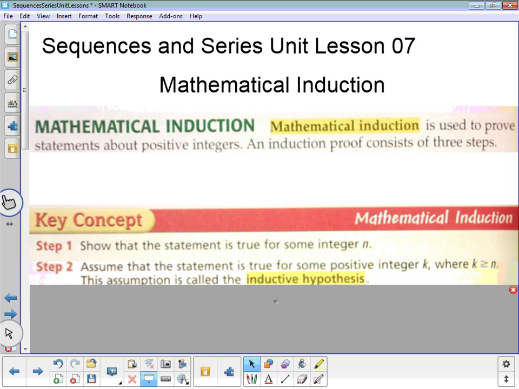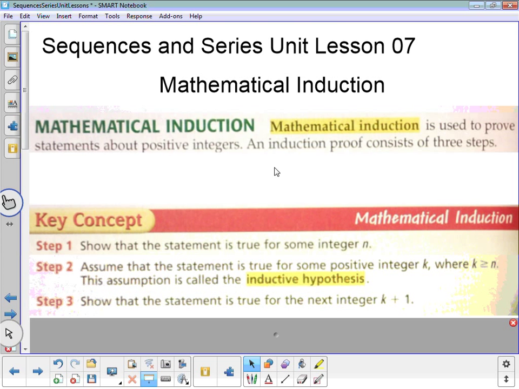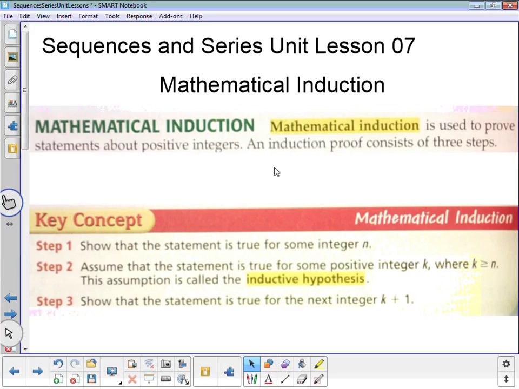The second step is the easiest of all 3 steps. All you do is you assume the statement is true for some integer we call k, such that k is greater than n. This assumption is called the inductive hypothesis. So I'm going to make a hypothesis and say, I'm going to assume this is true. And then the 3rd part is you have to show that the statement is true for the next integer, k plus 1. There's where the biggest difficulty lies, right there in that part. That's going to be the toughest one. Okay, so those are the 3 steps.